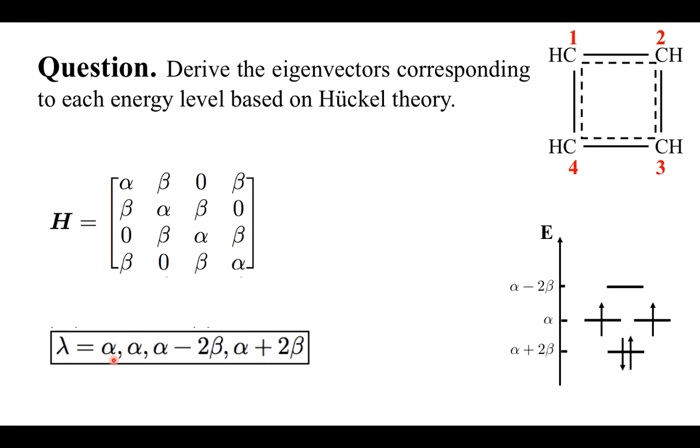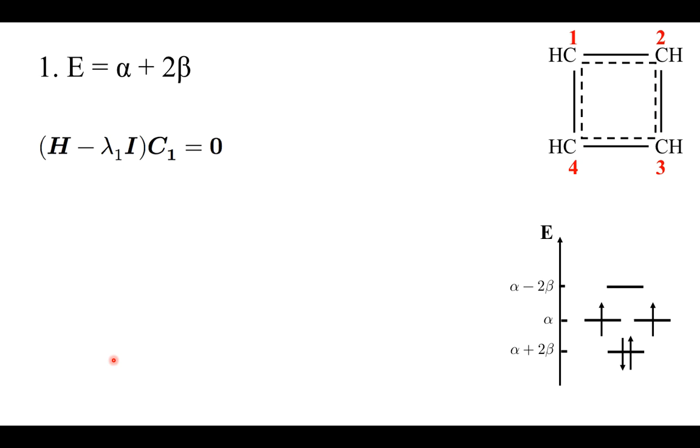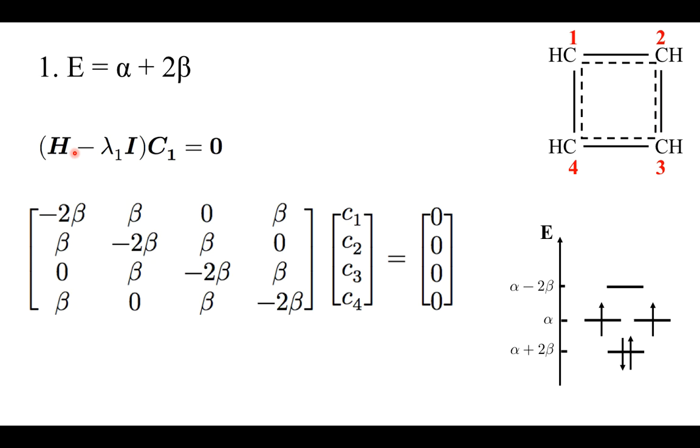Now in this video, we want to derive the eigenvectors corresponding to each eigenvalue. In order to do that, we need to solve the eigenvalue equation, as you can see here. H is the Hamiltonian matrix, and lambda corresponds to each eigenvalue. For the first energy level, we have alpha plus 2 beta, I is the identity matrix, and C1 is the eigenvector that we need to solve for. This is just a system of linear equations, and we need to solve for these 4 parameters, C1, C2, C3, and C4.